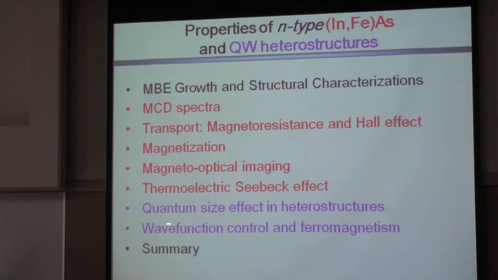And if I have time, I'm going to talk about the extension of the study, quantum wells and heterostructures. We have observed quantum size effect in very thin heterostructures, including an indium iron arsenide thin film. And by etching the top layer of indium arsenide grown on top of indium iron arsenide, we can control the position of the electron wave function, and then we can control the ferromagnetism in this material. And then I will summarize.